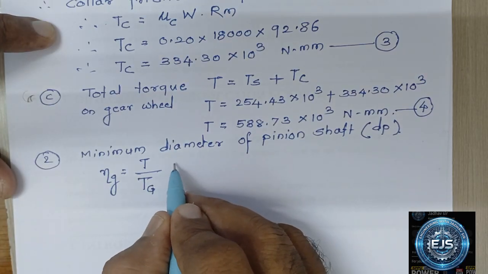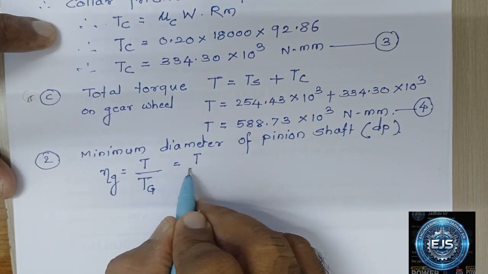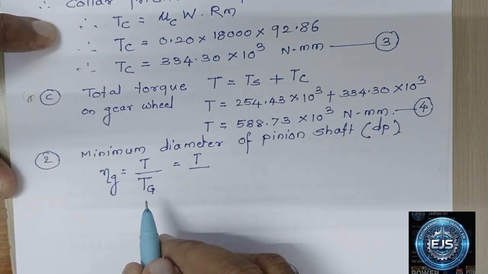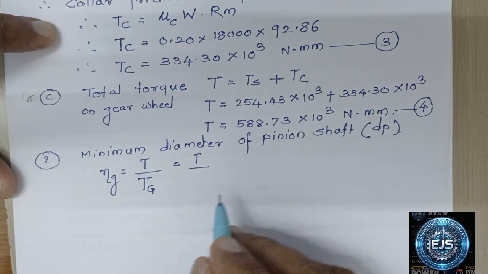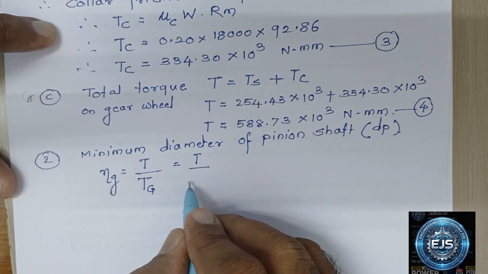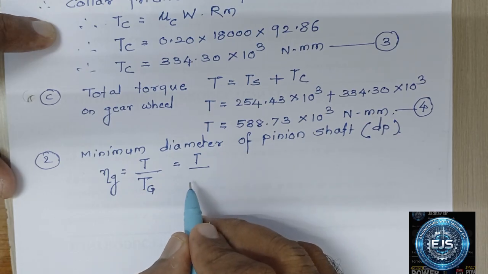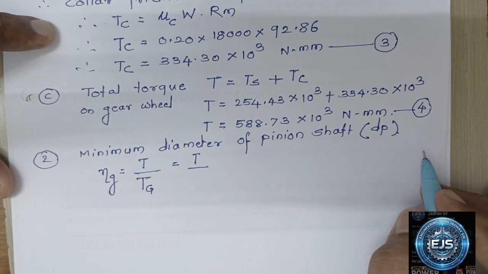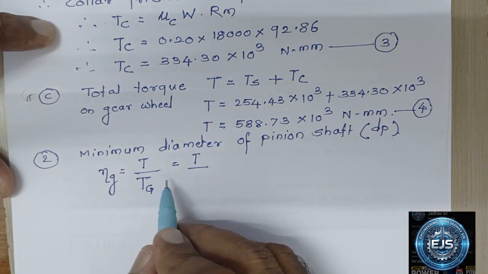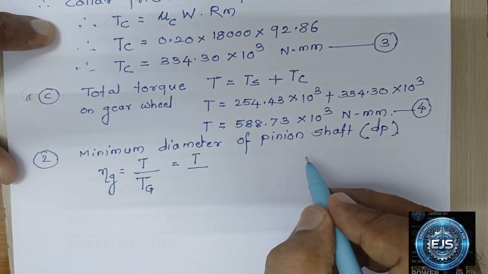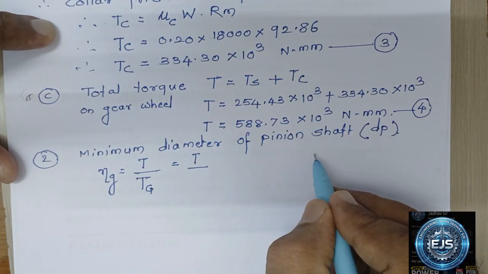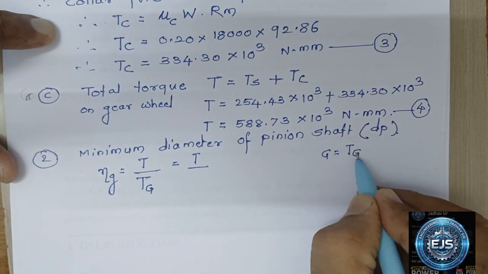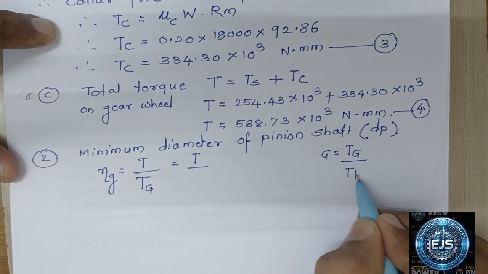So that is equal to total torque T divided by Tg. Tg is nothing but the torque on a gear wheel. So torque on a pinion is calculated as, we know gear ratio. Gear ratio is nothing but the ratio of number of teeth on a gear wheel to the number of teeth on a pinion.